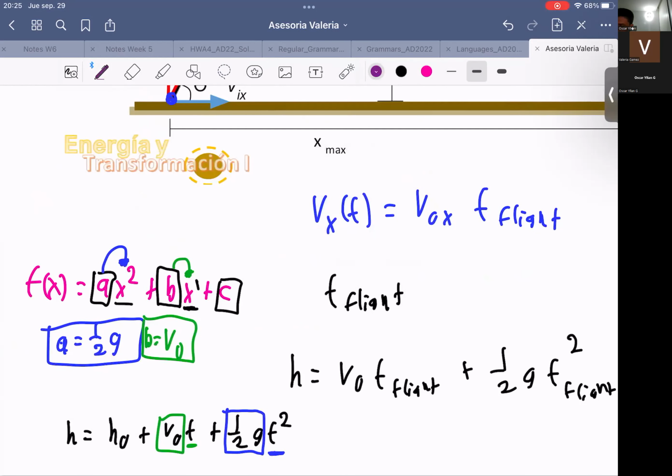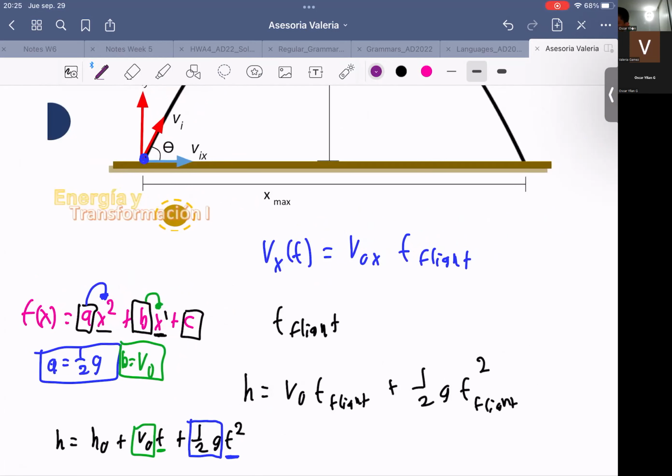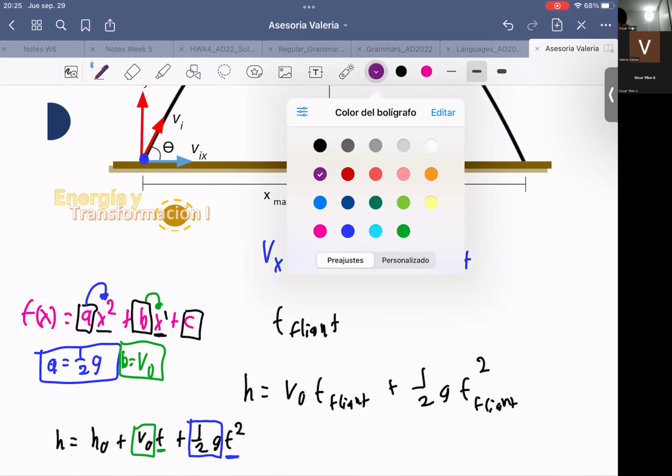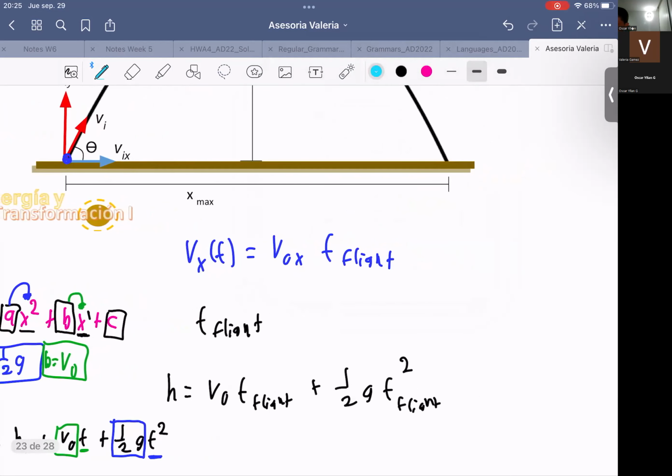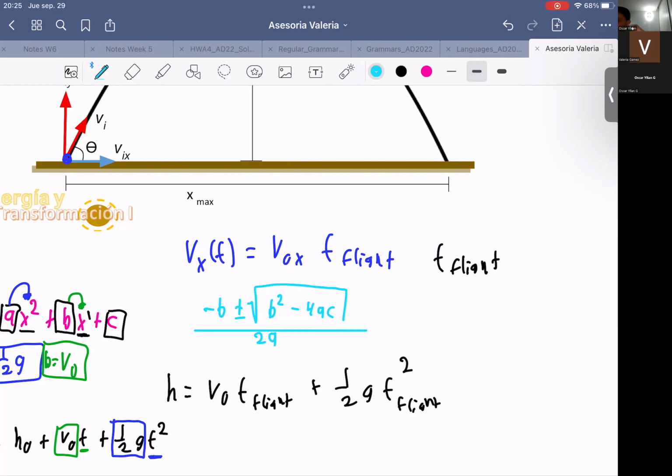And C. If you remember, what is the general formula for solving quadratic equations? It's negative B plus or minus the square root of B squared minus 4AC, divided by 2A. Perfect, the general formula. Don't forget it. This one is going to give us two values, that's why the plus minus.